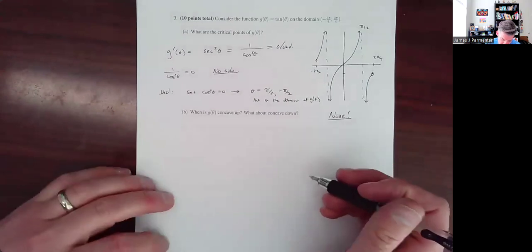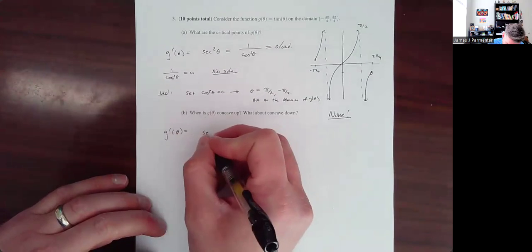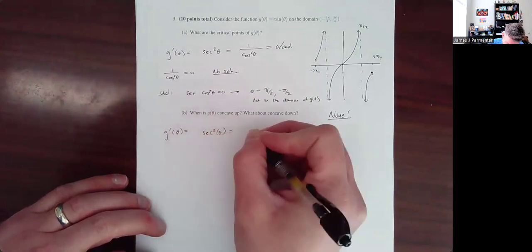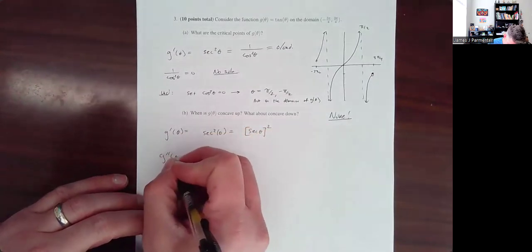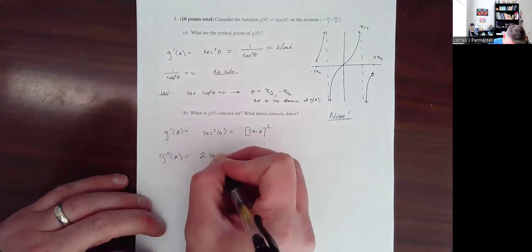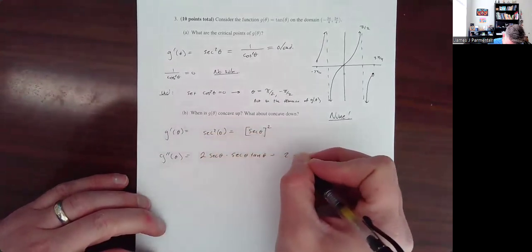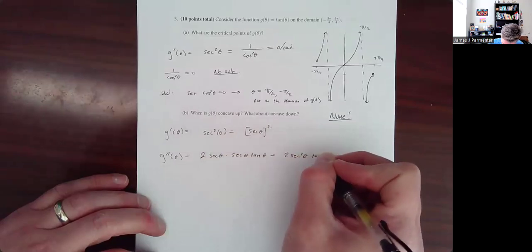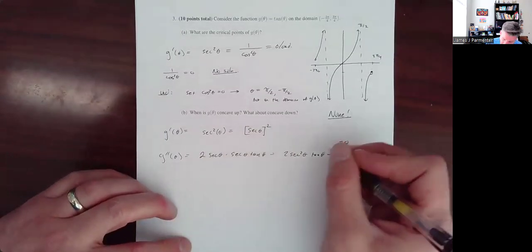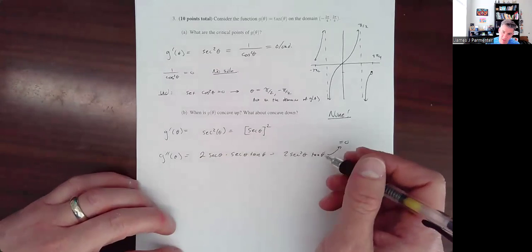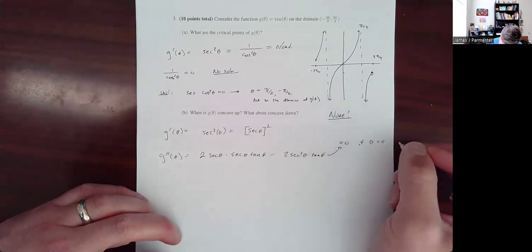When is it concave up? When is it concave down? So going back to the first derivative, written as secant squared theta, or if you prefer secant of theta quantity squared, my second derivative is going to be 2 times my stuff times the derivative of my stuff, which is 2 secant squared theta tangent theta. We know this is going to equal 0 when tangent's equal to 0, which is at 0, pi, 2 pi, but only 0 here. Equals 0 if theta equals 0.